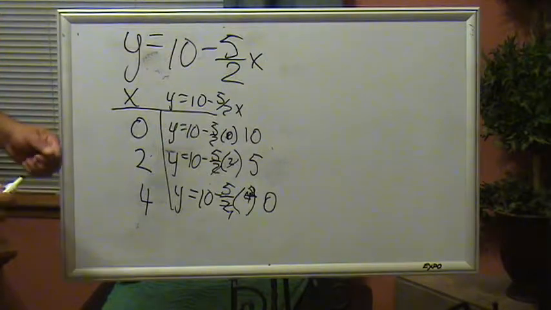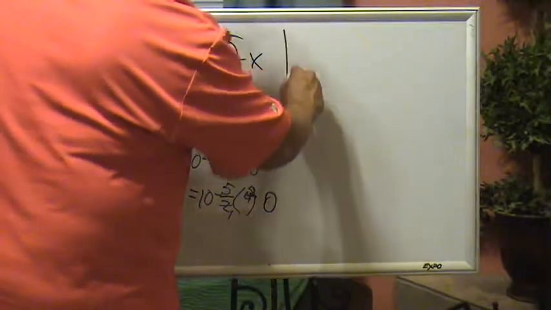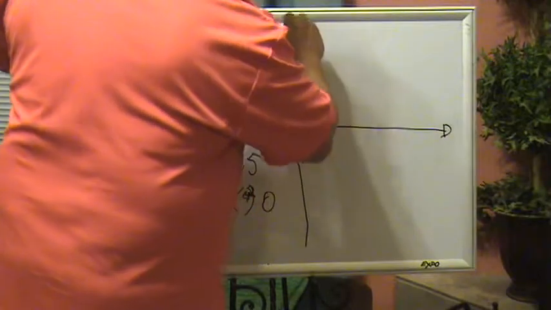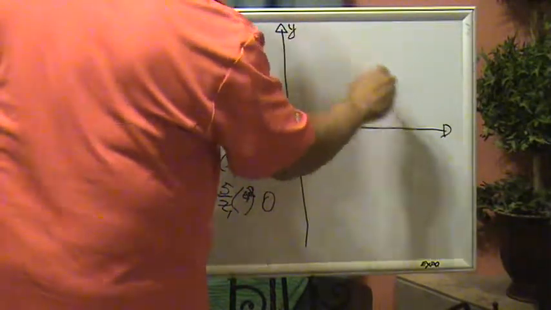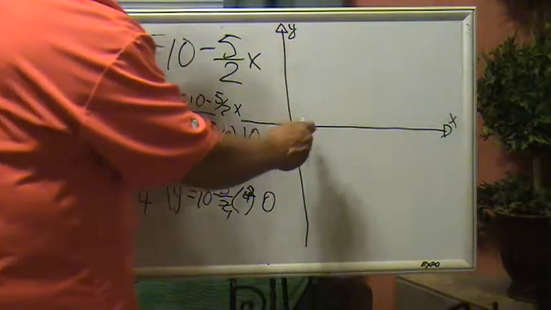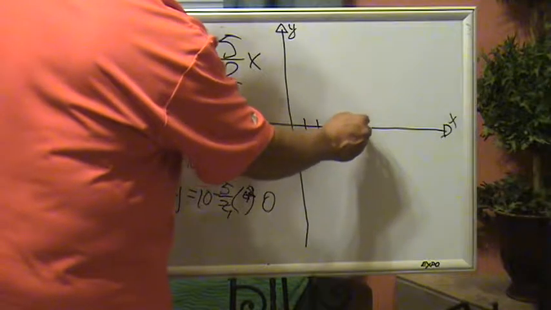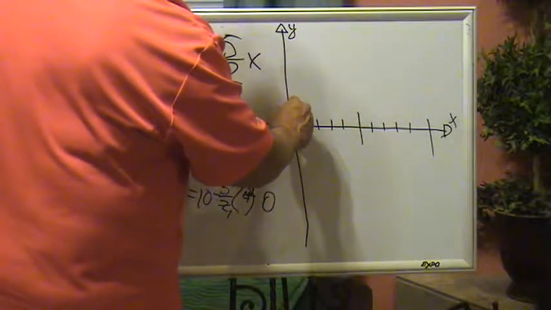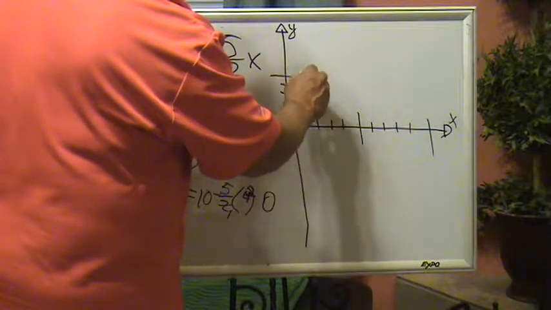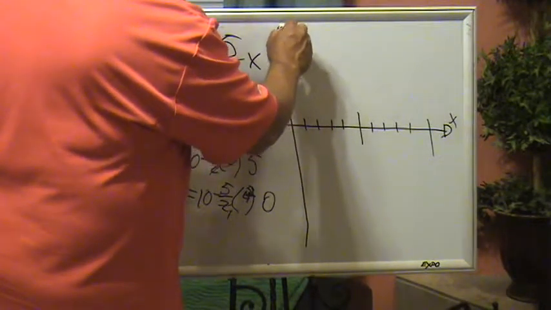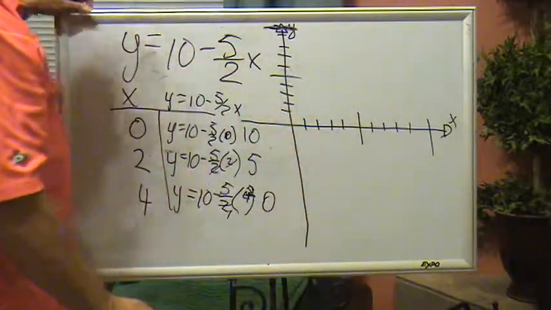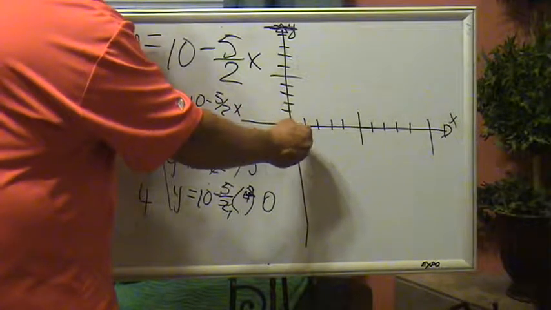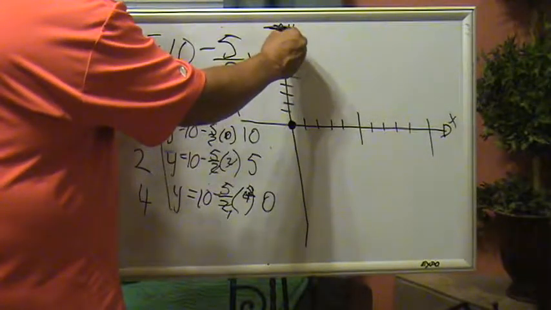So if we're to plot this, we have our y and our x. So we'll just choose values here: 1, 2, 3, 4, 5, 6, 7, 8, 9, and 10. And here we'll have 1, 2, 3, 4, 5, 6, 7, 8, 9, and 10 will be at the very top here. So our first coordinate is 0 for x, and y is 10. So that's our first coordinate there.